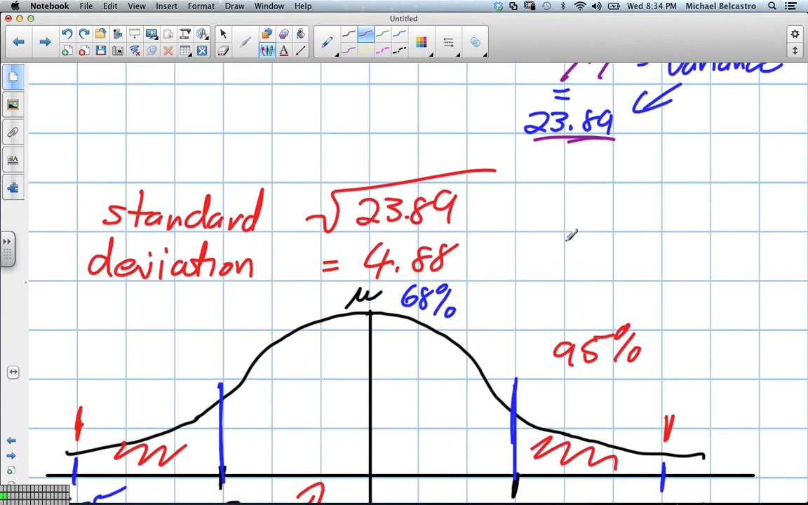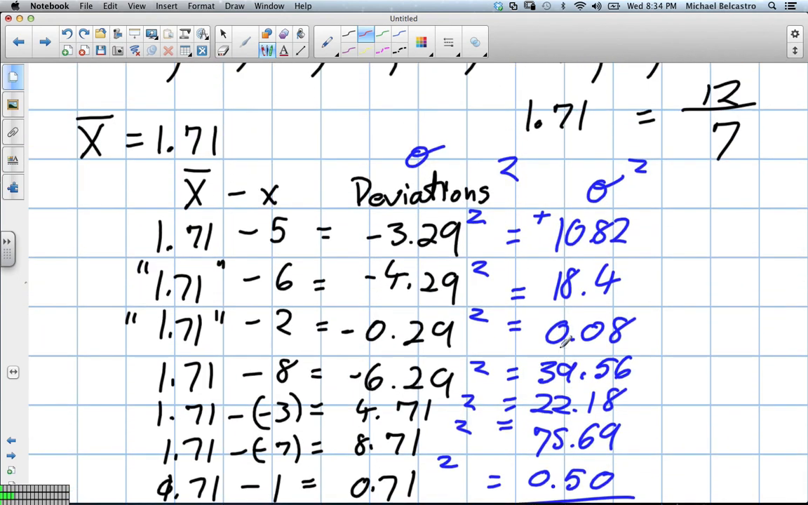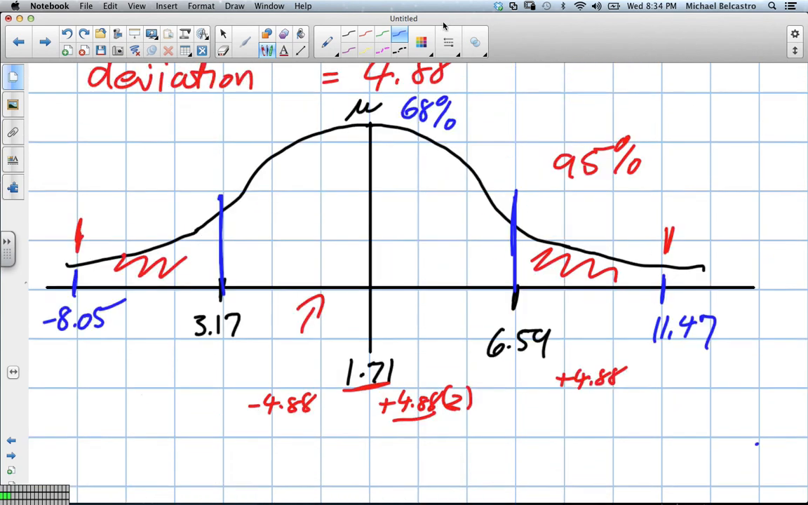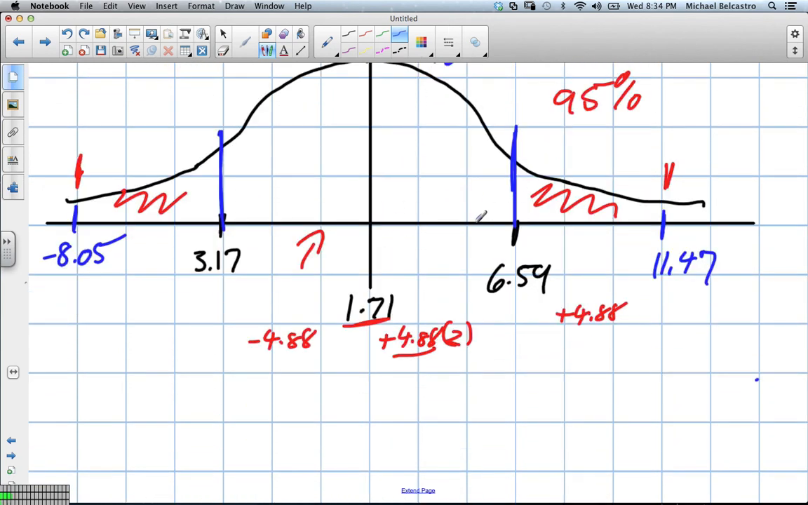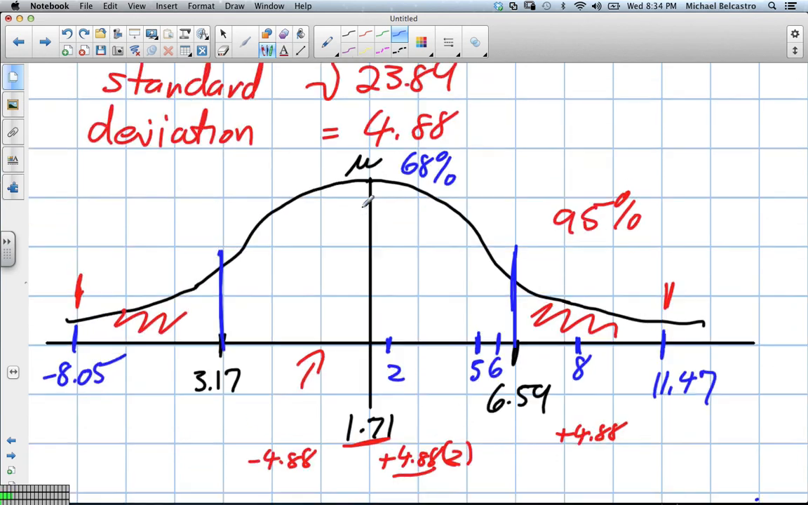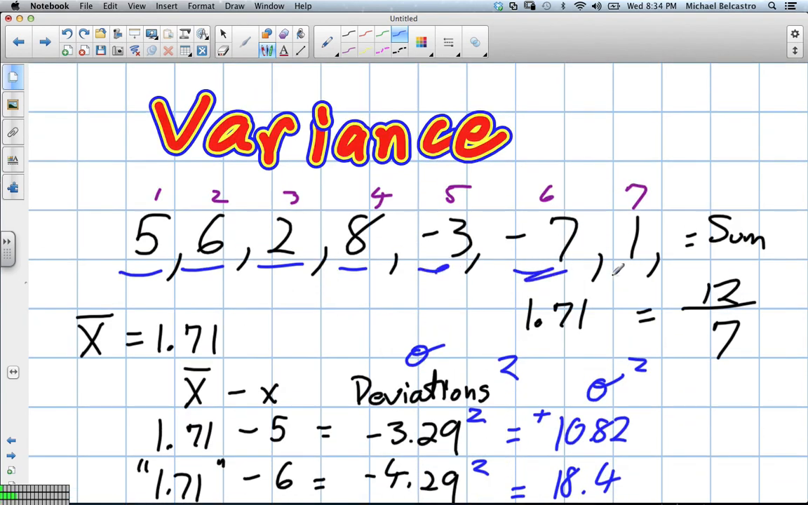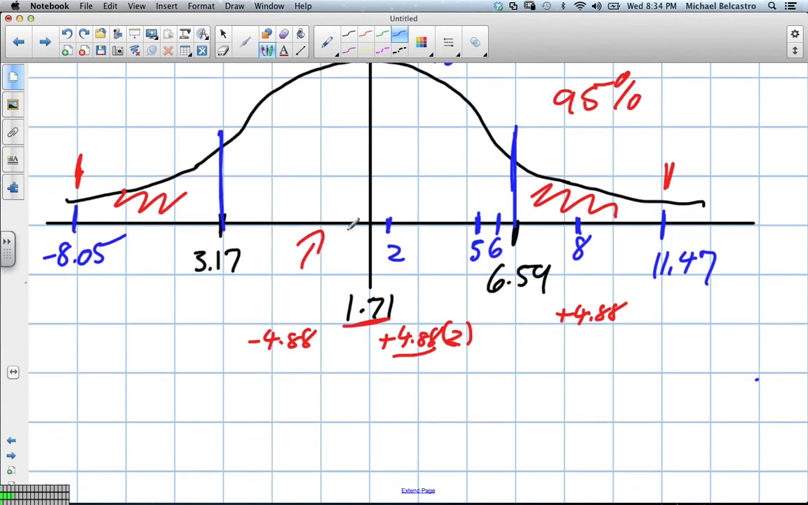So let's think of our actual values and see if that's relatively close. A couple of the numbers we got were 5, 6, 2, and 8. So let's start with those. Well, the number 5 falls maybe here. 6 falls here. 2 falls over here. And 8 probably falls here. Then we had negative 3, negative 7, and 1. Well, 1 falls over here. Negative 3 falls over here. And negative 7 falls over here.